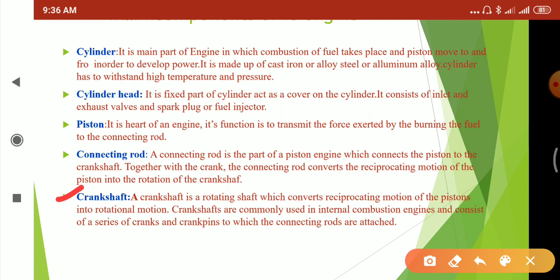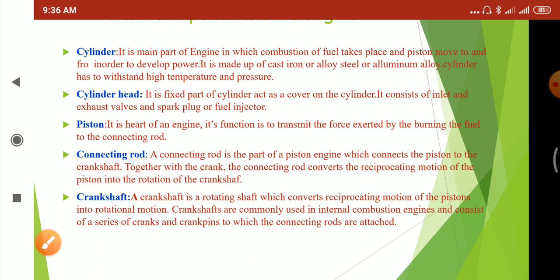But in a two-wheeler there is only one crank and crank pin, because in a two-wheeler there is only one cylinder. That's why it has only one crank and crank pin. But in a bus or lorry there is more than one cylinder. That's why it consists of a series of cranks and crank pins to which the connecting rods are attached.